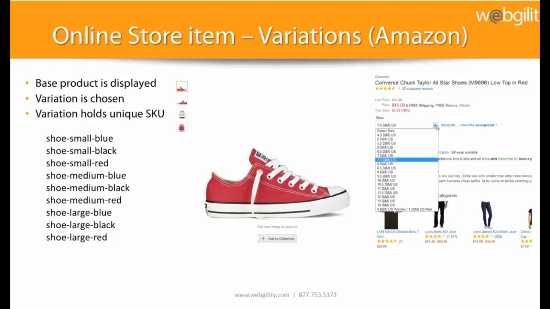I've got a small, it's in black. I've got small and it's in red. So these variations build on each other. So for one product, depending on how many qualities you have within that product, your variation will become all the combinations of that.